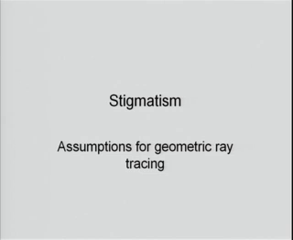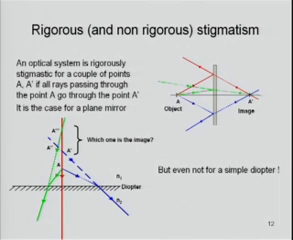So, stigmatism. It's basically the conditions, the assumptions we need to take into account if we want to be able to do geometric ray tracing, or the assumption under which geometric ray tracing is relatively correct. So, rigorous and non-rigorous stigmatism. A system is called stigmatic when, for a couple of points A and A prime, all rays passing through the point A go through the point A prime. It's the case for a plane mirror, as we can see on the right. In this case, A prime is the image, but again, it's on the other side of the mirror. I cannot see it. So A is a real object, but A prime would be a virtual image.